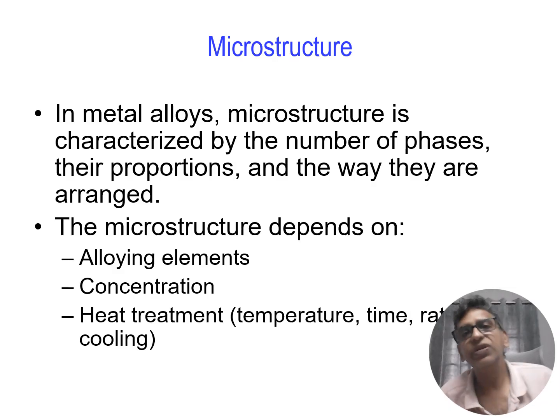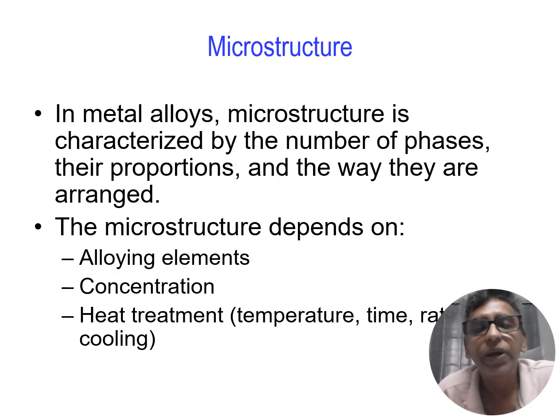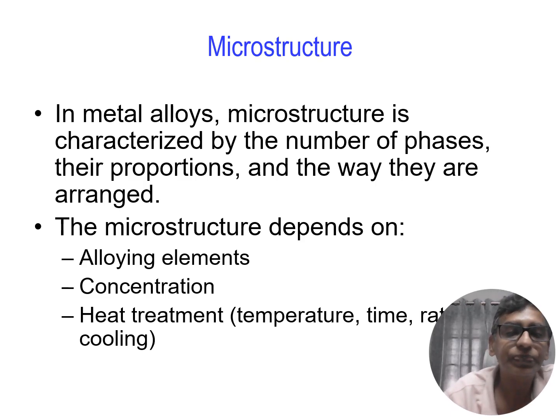So, microstructure in metal alloys. Microstructure is characterized by the number of phases, their proportions and the way they are arranged. Microstructure depends on alloying elements, concentration, heat treatment, temperature, time, and cooling rate.